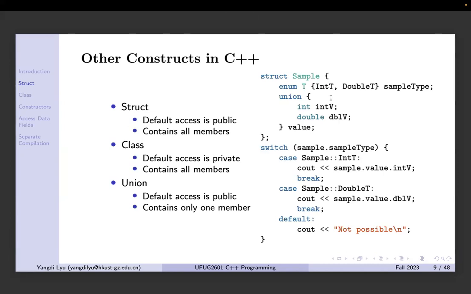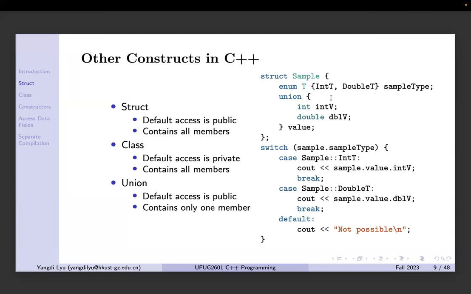For example, you can define a struct. Inside your struct, you can define some variables. The first member is called sample type. The type is an enum. It contains int T or double T. It also contains a second member, which is called value. It is a union. Union means it only contains either int v or double v. And as you can see, their types are different. One is int, another is double.